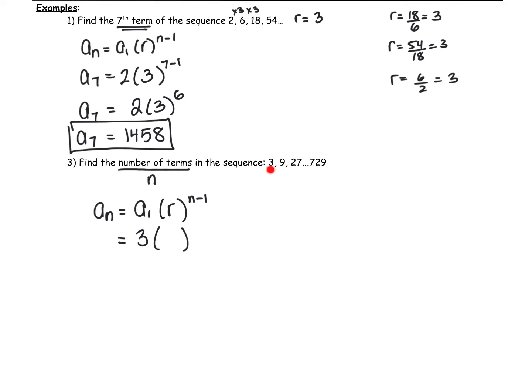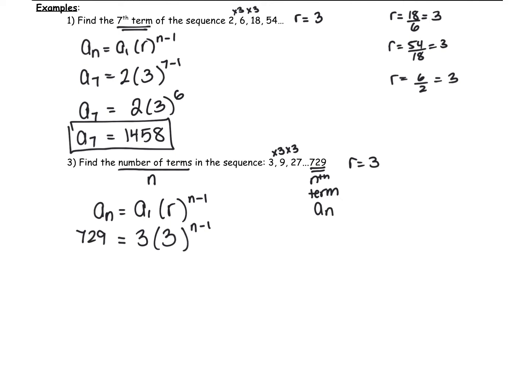So how am I getting from 3 to 9 to 27? Again, same example as before, looks like I'm multiplying by 3. So my common ratio, r, is 3. And we want to find n, so we're going to leave the n minus 1 alone. But a sub n is any term of the sequence. And if we don't know the number of terms, it will be the last term. So this is my nth term, which is a sub n. So we can put the 729 here.